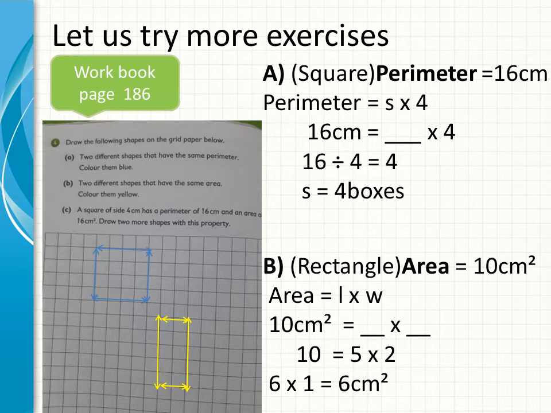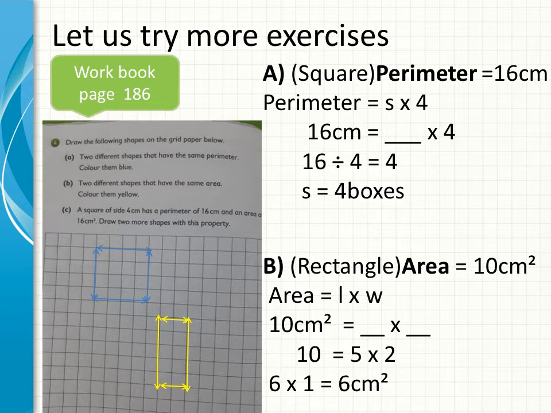Okay? Now, how do we then draw the shape on the grid? We know that we're supposed to draw 4 boxes for the side, and because all the sides are the same, we draw 4 boxes on all sides. So look at the picture of the blue square you can see in the grid. That's a square with a perimeter 16 centimeter. All the sides are 4, and if you add it all together, it gives 16 centimeter.